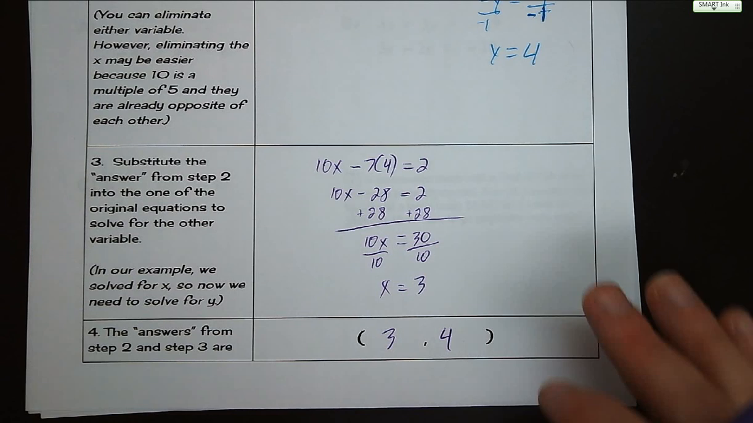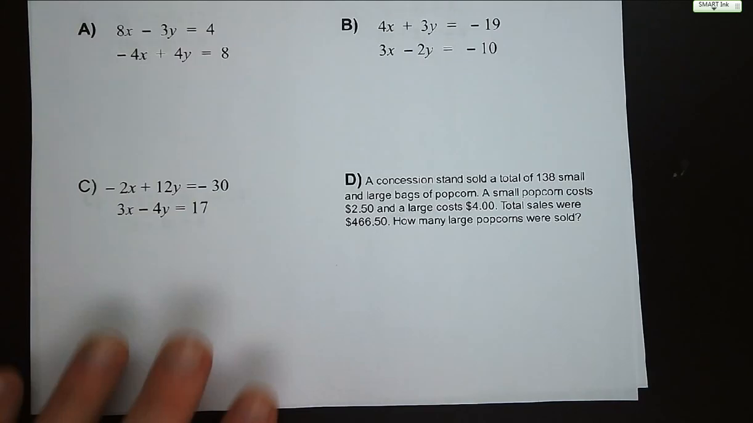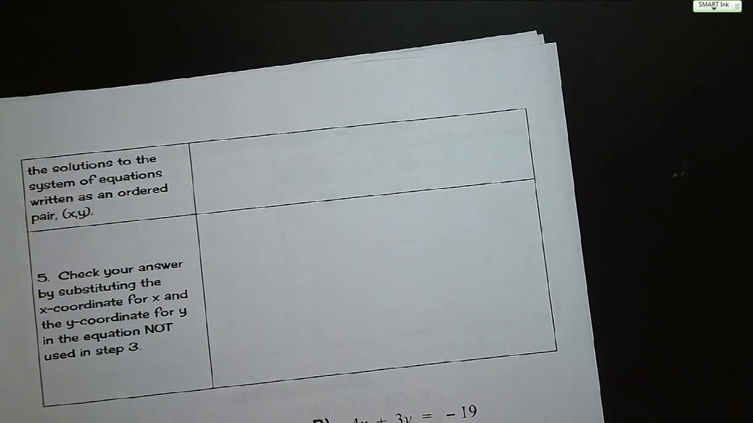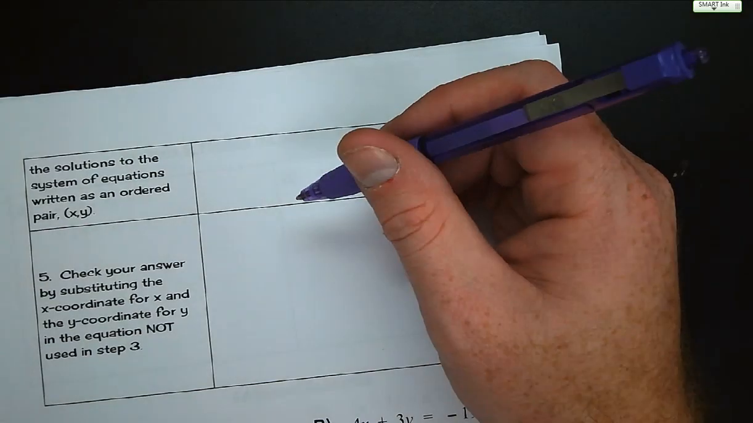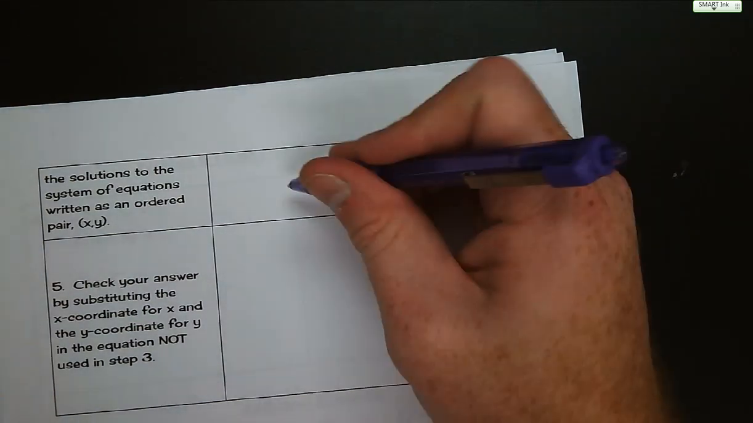All right. Now we need to go on to our next section. We have 3, 4 is our, oh, that went on to another page? That's annoying. Okay. So we'll just rewrite our ordered pair right here, 3, 4.